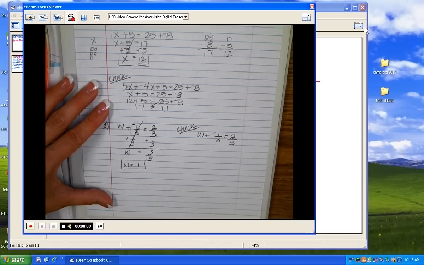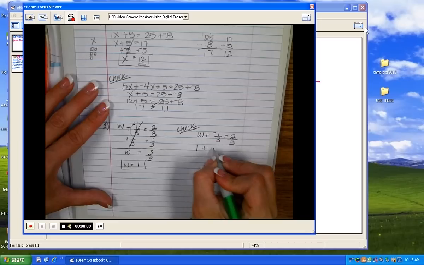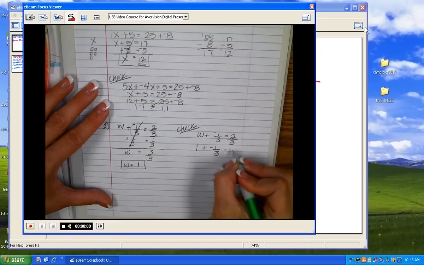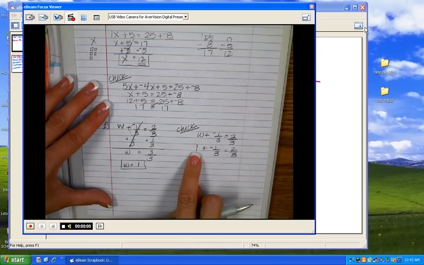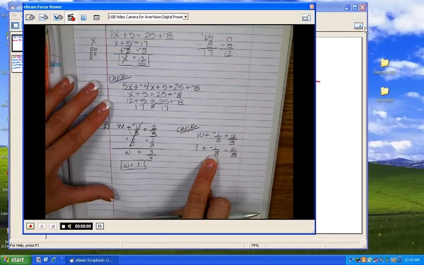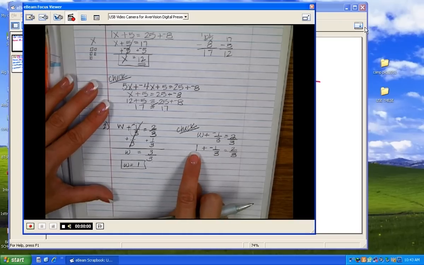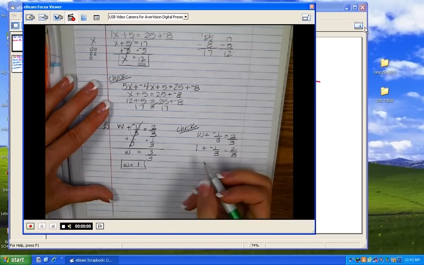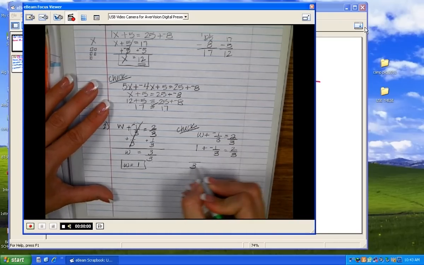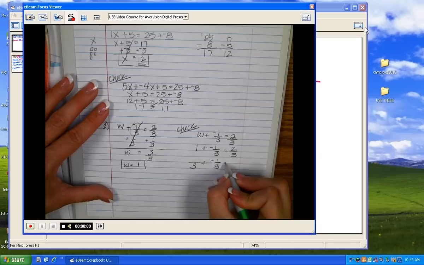And now I'm going to plug in my value for W, which is a 1, and write the rest of my problem. Now, in order to add these, my denominators have to be the same. So I have to make this 1 have a 3 denominator. So I'm going to say I want it to have a 3 denominator, and I'm going to write everything else.